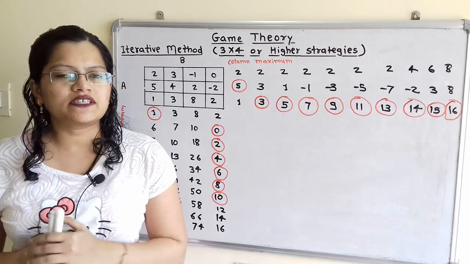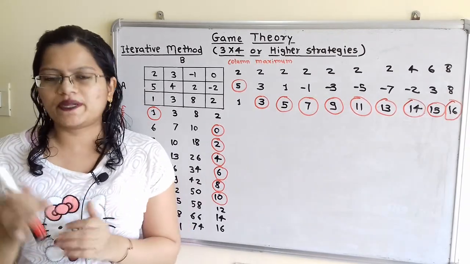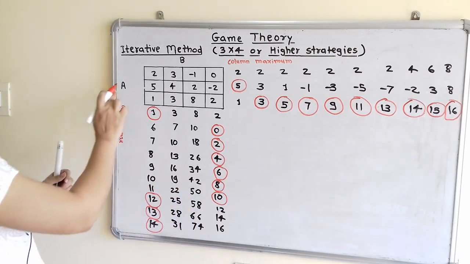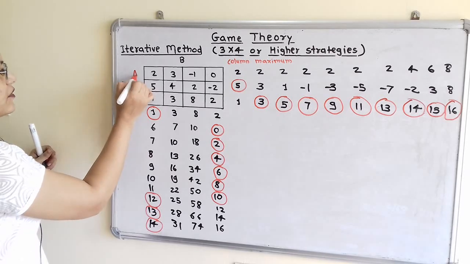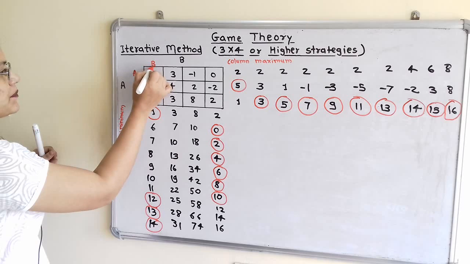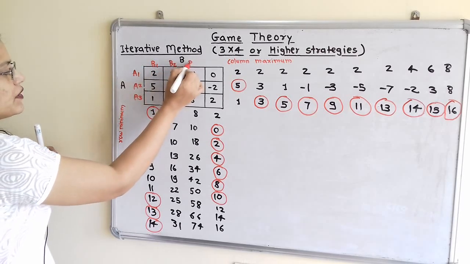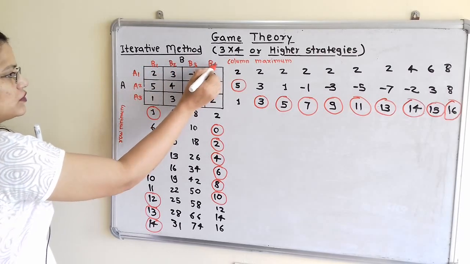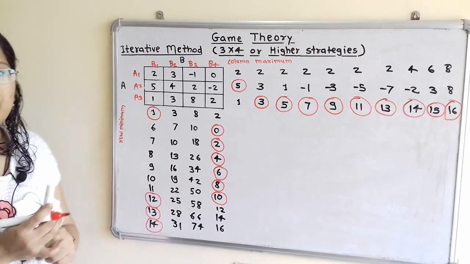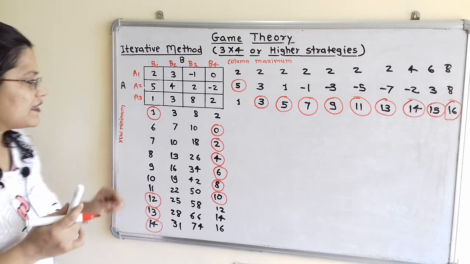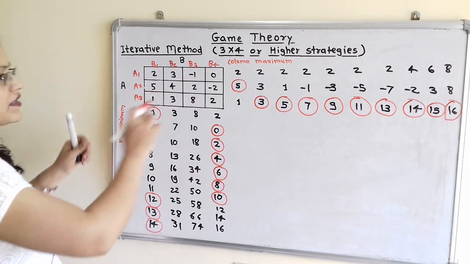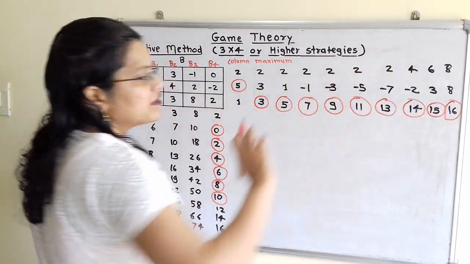Now main question is that how to find out the optimal strategies. So first we will write here strategy for A, that is first strategy A1, A2, A3, and for B it is B1, B2, B3 and B4. Now if we observe, we have to count the number of circled numbers. That is, if we observe for strategy A1, there is no any circle element.